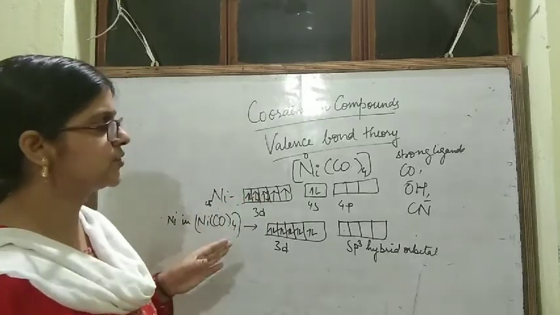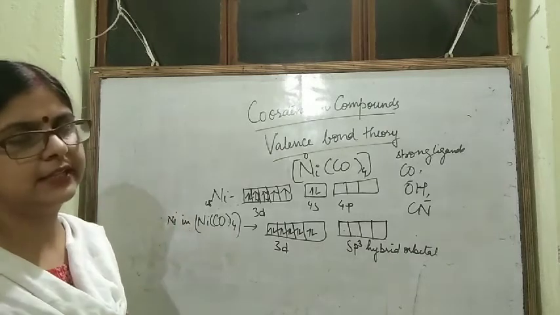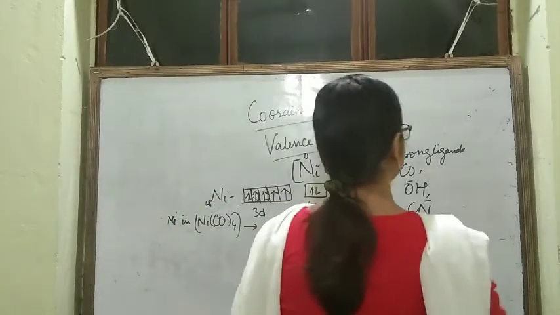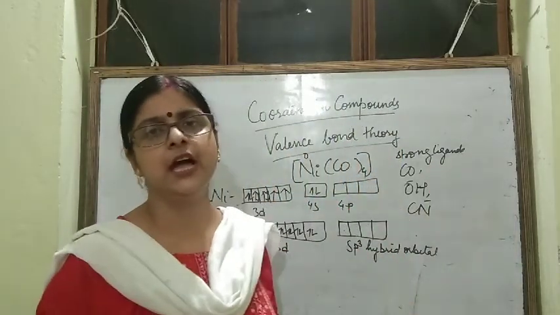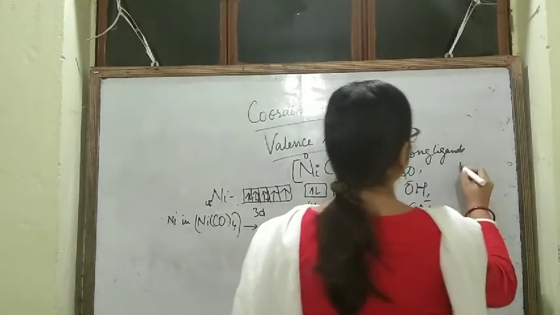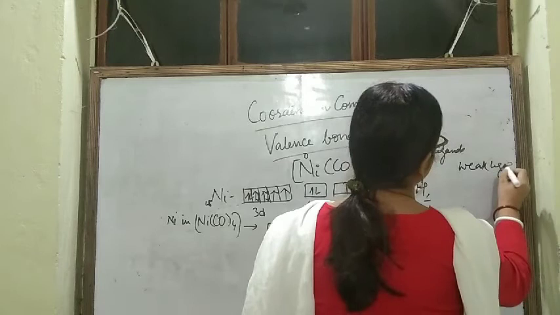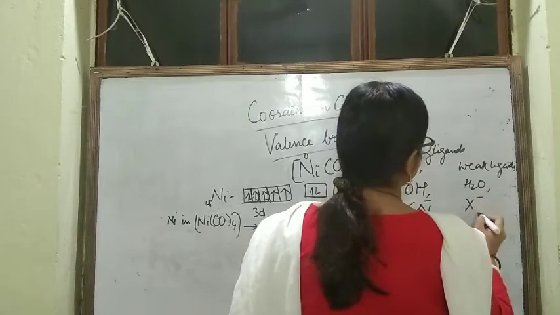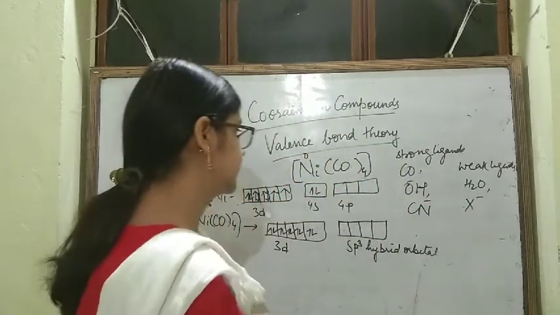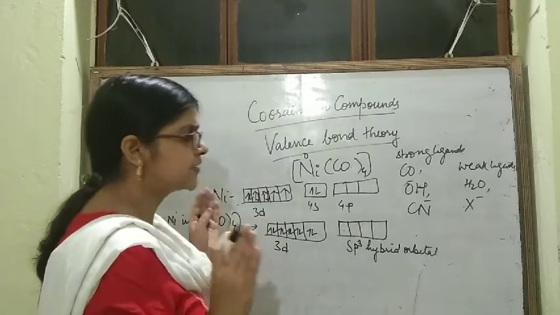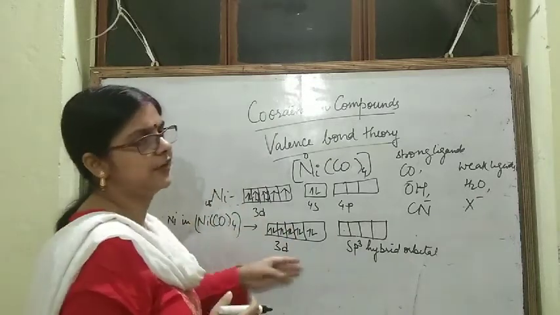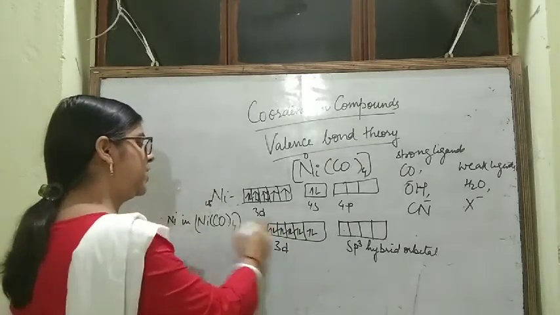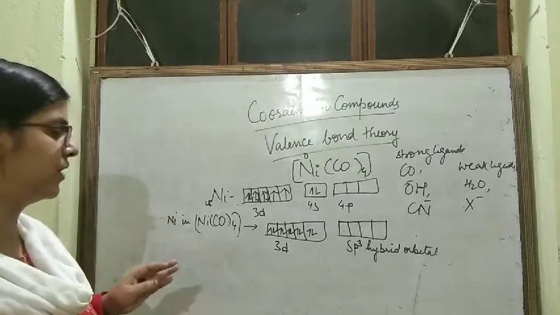For this, you will have to remember that ligands are categorized as strong ligands and weak ligands. I have given examples of some strong ligands: carbonyl, hydroxy, CN-. Weak ligands you can also remember with some examples: water, then halides, all are weak ligands. Then what I told, the strong ligands will cause pairing of electrons in the central metal atom or ion. So it has caused the pairing of electrons in the central metal atom or ion.